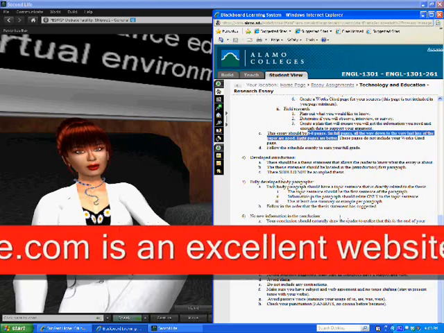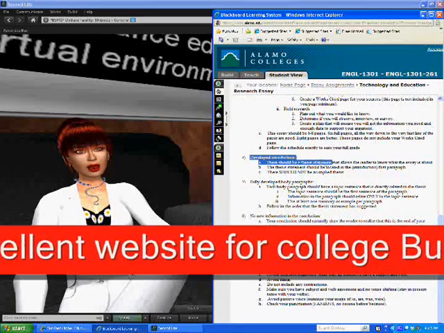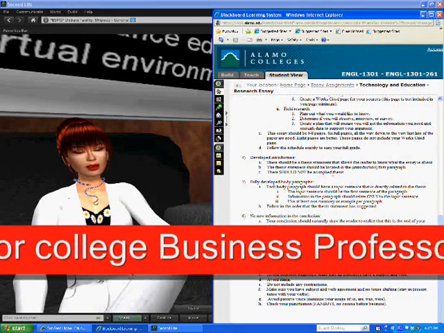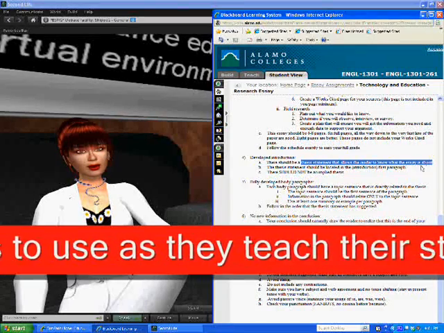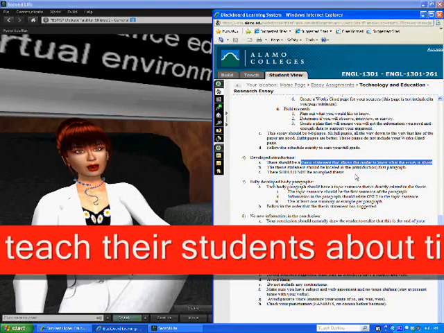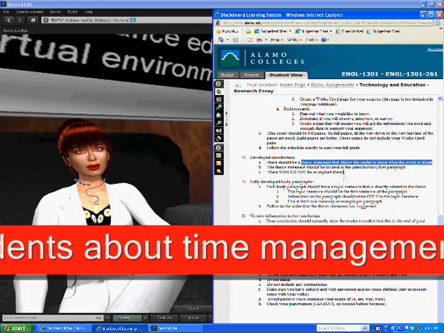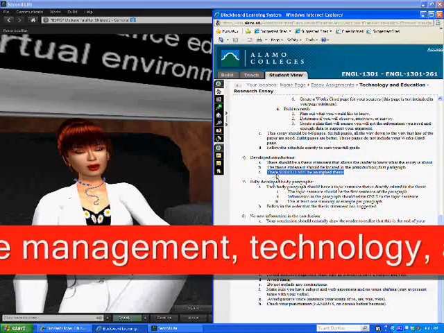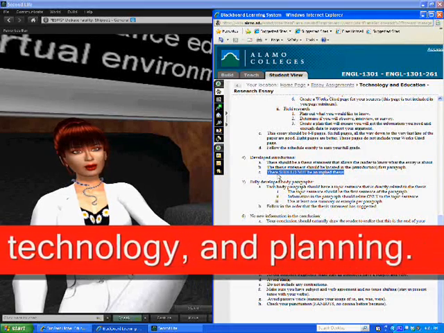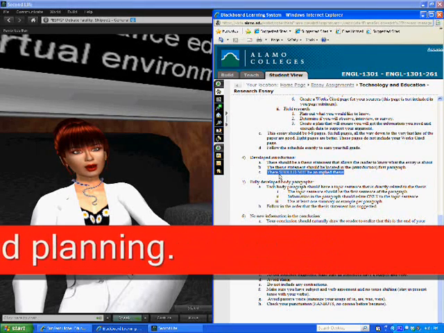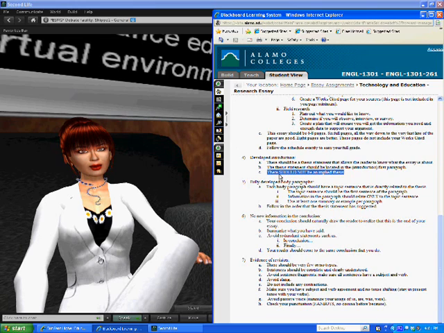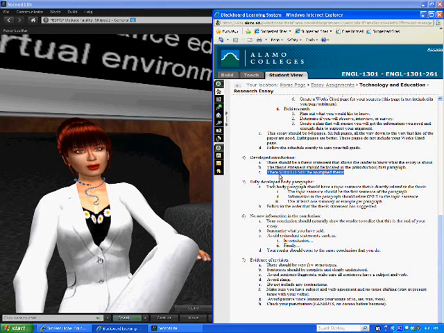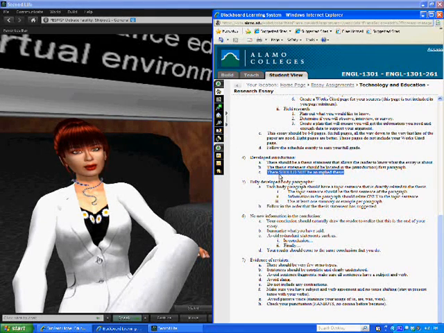So you want to make sure that you always have a developed introduction. There should be a thesis statement that allows the reader to know what the essay is about. The thesis statement should be located in that first paragraph. There should not be an implied thesis. That means that there should be a very clear statement in that first paragraph that says, such and such a website is very useful for teachers to teach a particular topic, whatever that topic is. Okay.